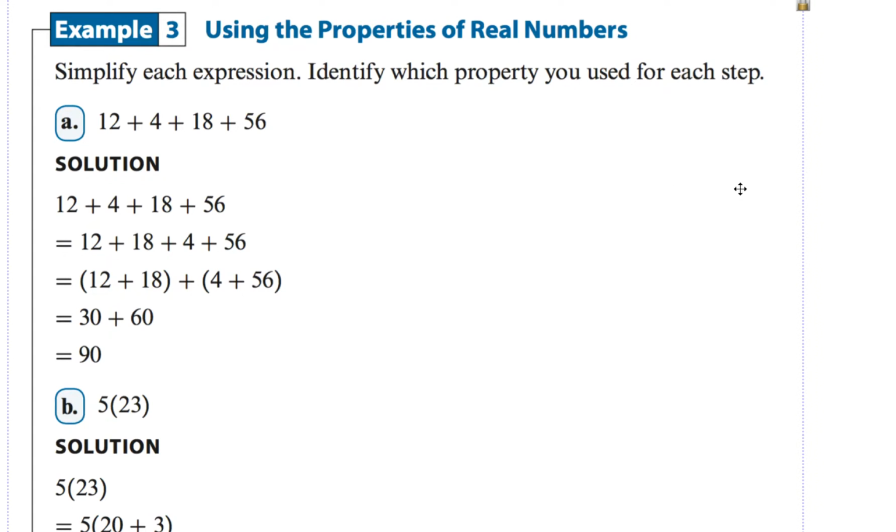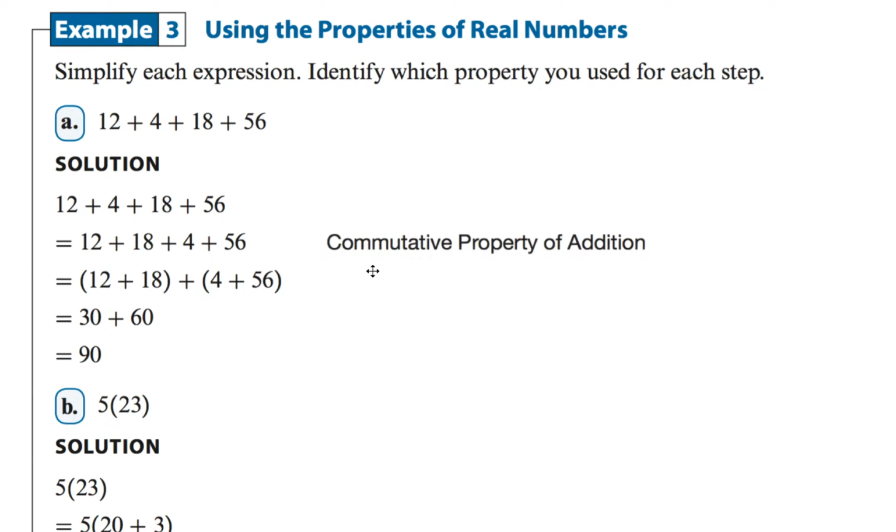Let's see if we can get this to work here. I need to find my answer. There it is, the commutative property of addition. So we used that, and then we used the associative property because we're associating different numbers together. And then we just added those. We simply added those to get our answer.